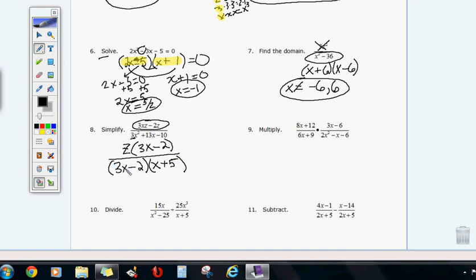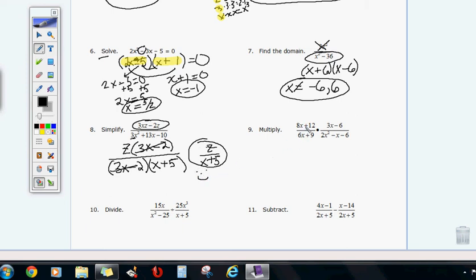We still want to check it to make sure we're right, but when you do outside and inside, you'll see that this is the correct factorization. So we're going to cancel these two. Nothing else cancels. Final answer is going to be Z over x plus 5.